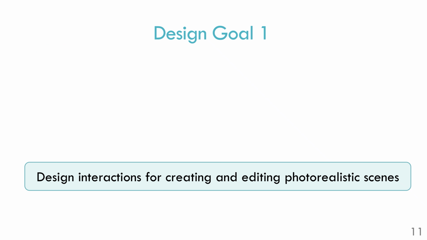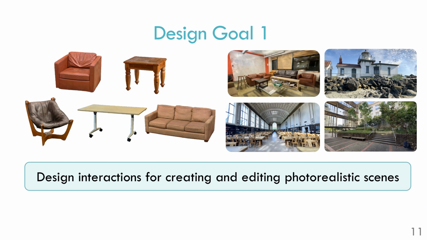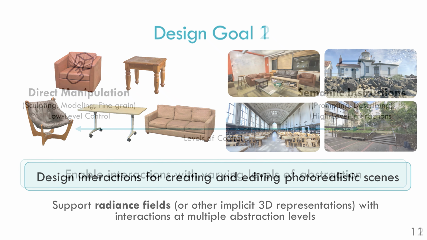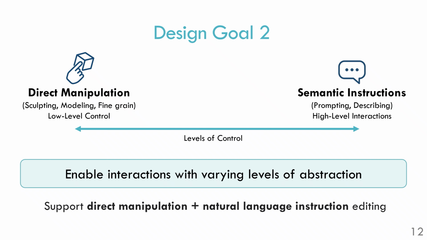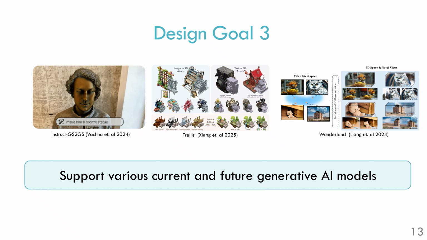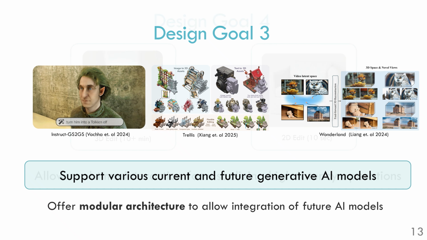We designed Dreamcrafter to be a photorealistic scene editor to support realistic captures of objects to also unbounded scenes. To achieve this, we designed our system to support radiance fields, specifically Gaussian splats. We also wanted to support interactions at different levels of controllability afforded by generative AI models. We support interactions with direct manipulation for certain tasks requiring fine-grained control and natural language instructions or prompting for higher-level semantic interactions. Since advancements in generative models are very fast-paced, we design our system to support current and future models by creating a modular architecture with standardized inputs and outputs.